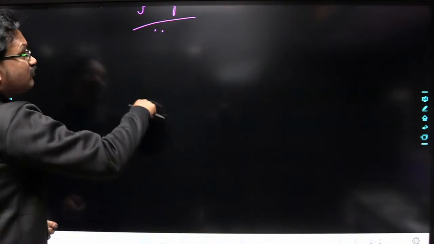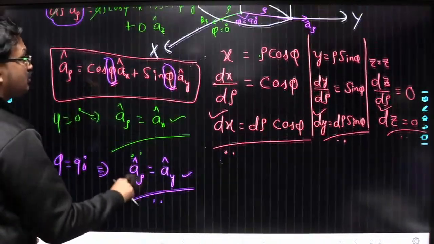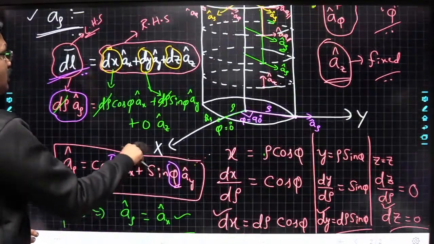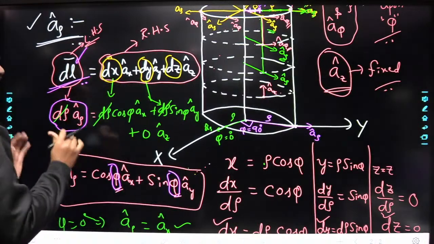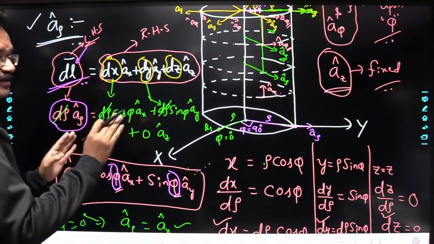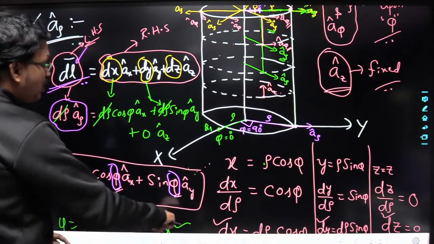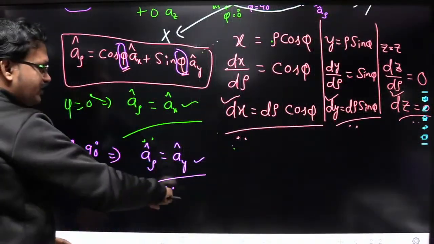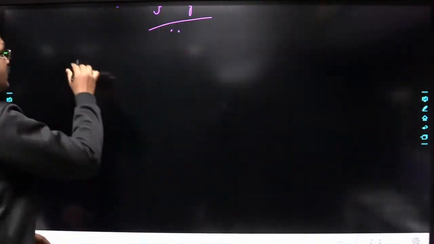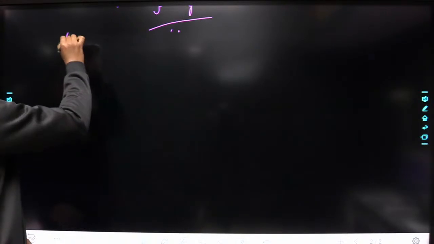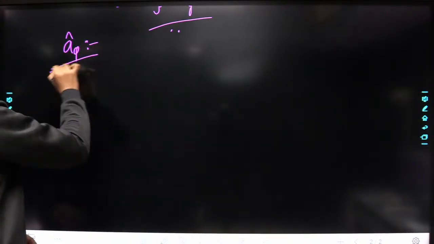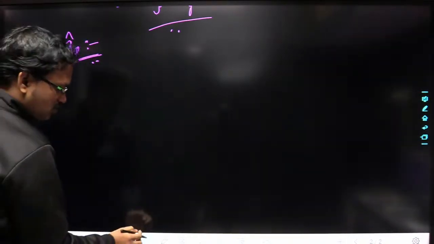Now similarly, what is the procedure we have followed? We have determined this differential length by varying only rho, keeping phi and z constant. On the RHS side also we have done the same thing. Now we have to determine the dependency of a phi cap on phi. So how can we do that?